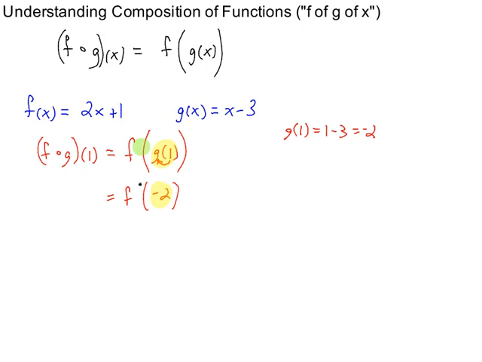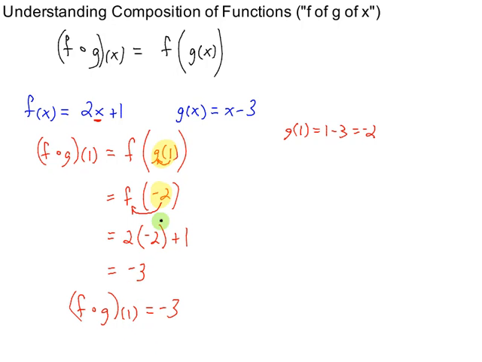Finally, I will take and input negative 2 to my f function. So now I look at my f function and replace this input with negative 2. So I get 2 times negative 2 plus 1. So that's negative 4 plus 1, which is negative 3. So the conclusion is that f of g of 1 equals negative 3. When I input a 1 to this function, I get an output of negative 3. So that's just a basic understanding. You can see what's happening here with numbers.